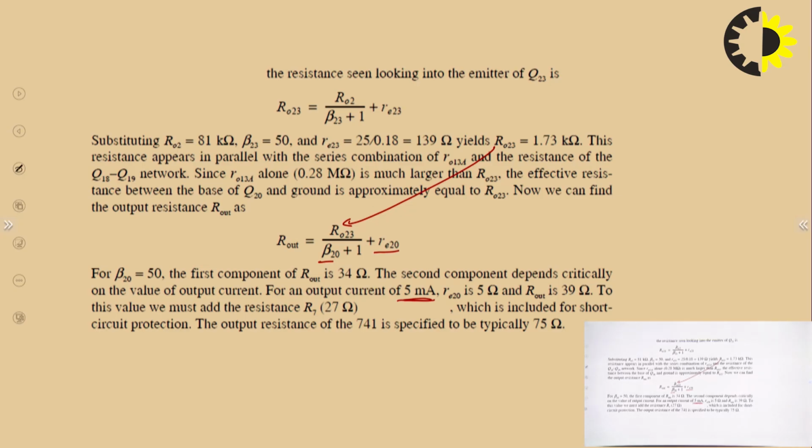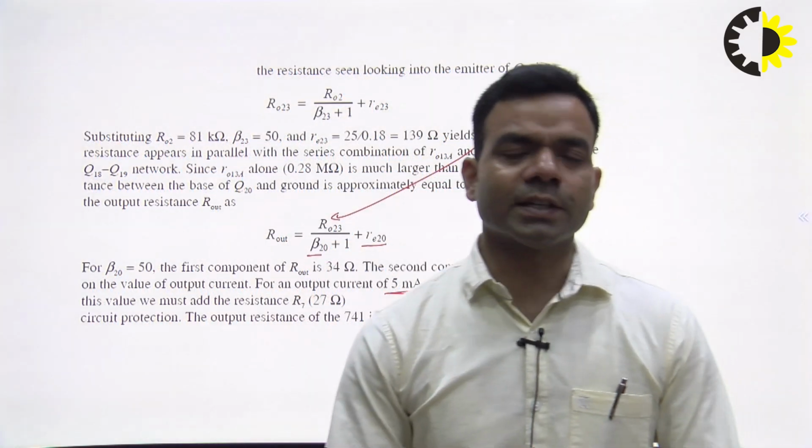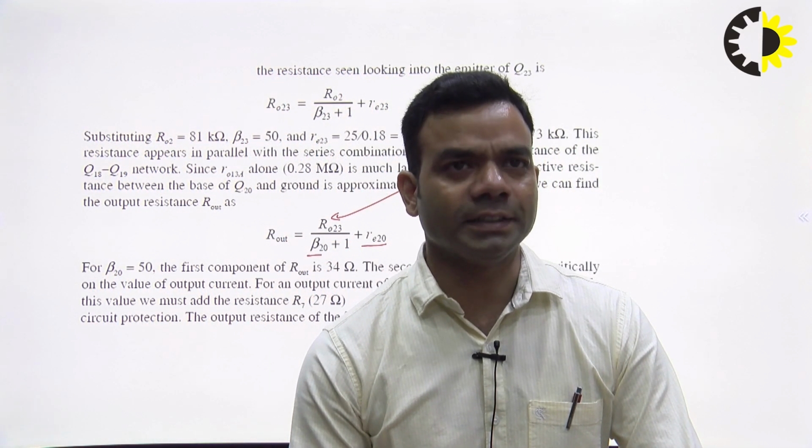To this value we must add the resistance of R7, which is included for short circuit current protection. I am talking about R7, which is 27 ohm, included for short circuit current protection. So this value is almost equal to the specified output value of 75 ohm in the small signal analysis of IC 741.